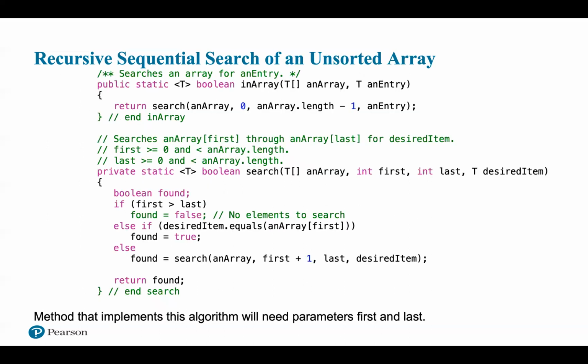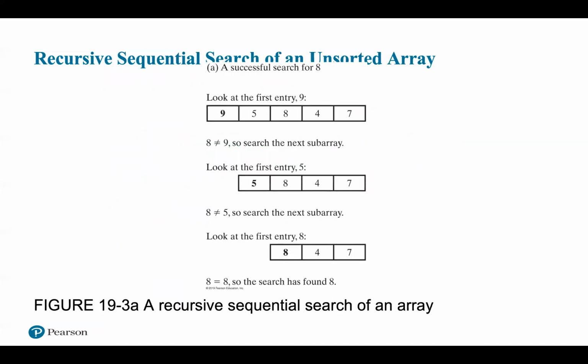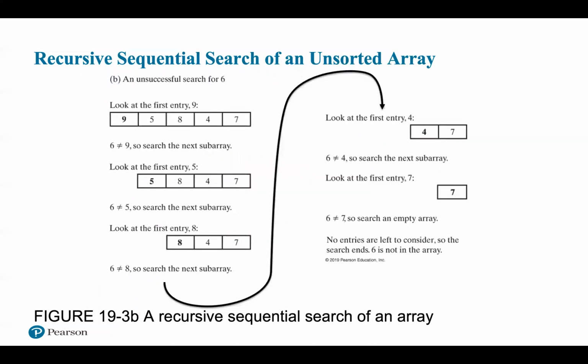The method that implements this algorithm will need parameters first and last. To spare the client the detail of providing values for these parameters, and to allow the method inArray to have the same header as it did in segment 19.3, we implement the algorithm as a private method search that inArray invokes. So we're showing that here. In this figure, we're illustrating a recursive search of an array. And so you can look that over. And here is some more details of doing a sequential search.